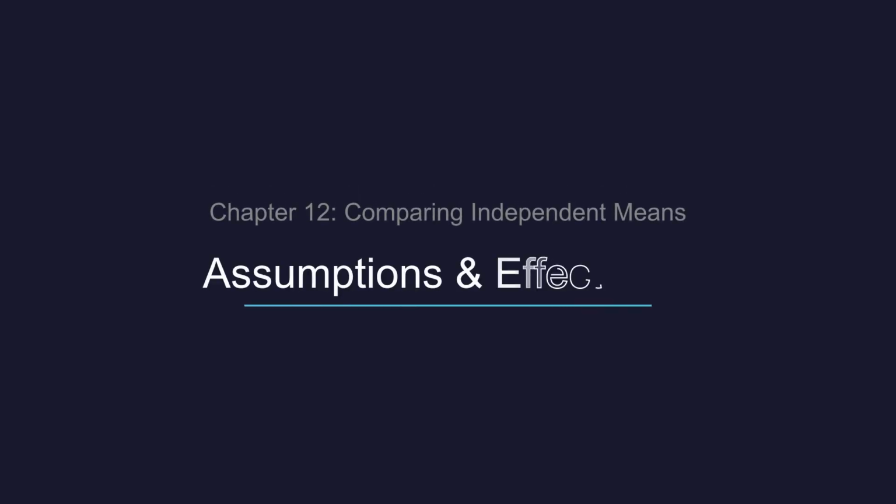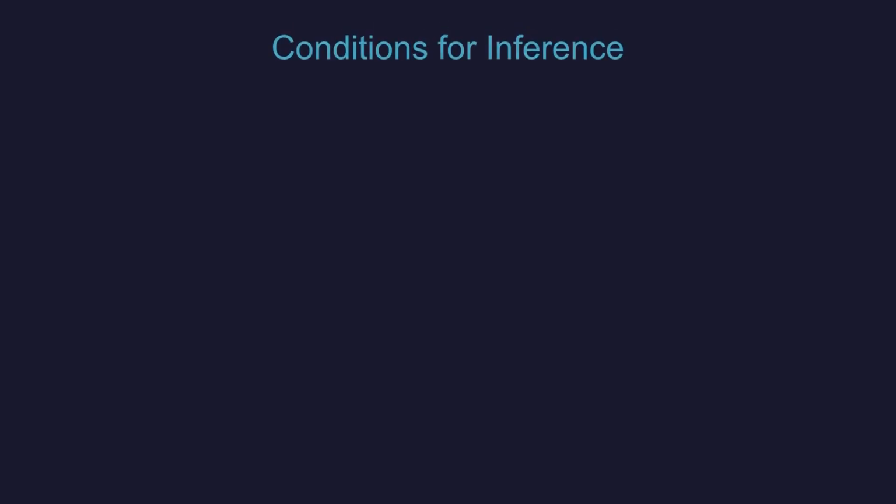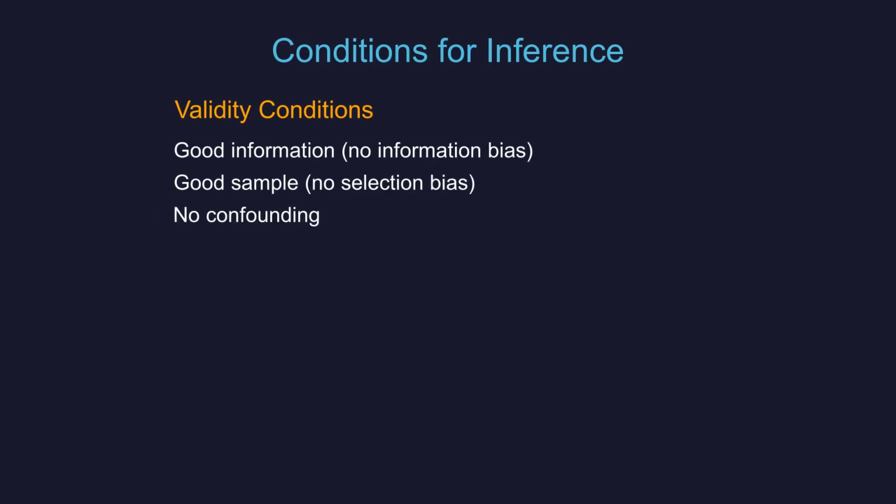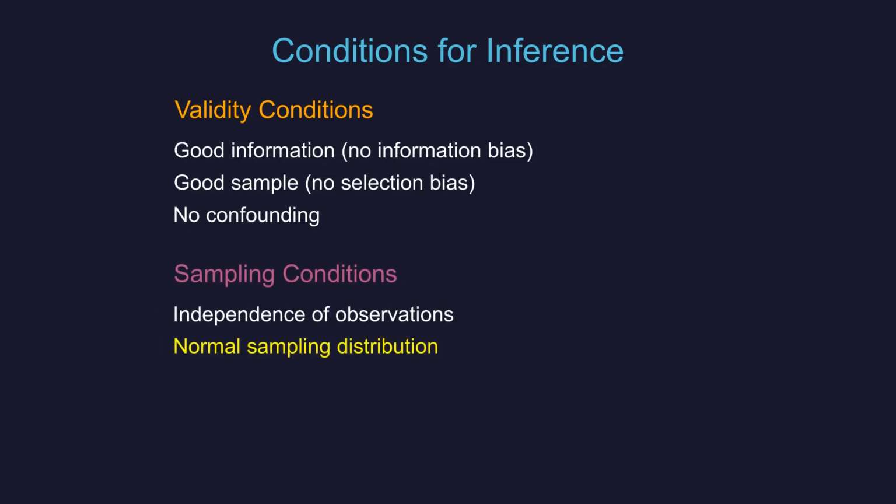Assumptions for the two-sample t-test, and measuring effect size. Before running a two-sample t-test, we need to check several conditions. First, the validity conditions: good information without bias, a properly selected sample, and no confounding. Second, the sampling conditions: observations must be independent, and the sampling distribution should be approximately normal.